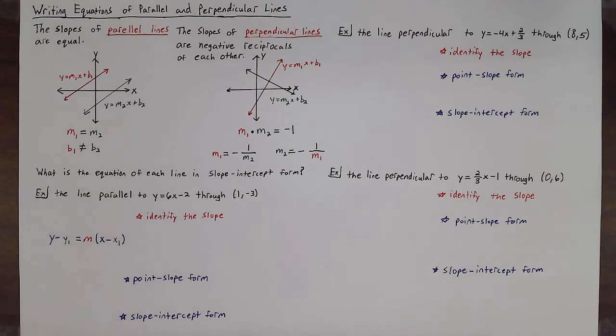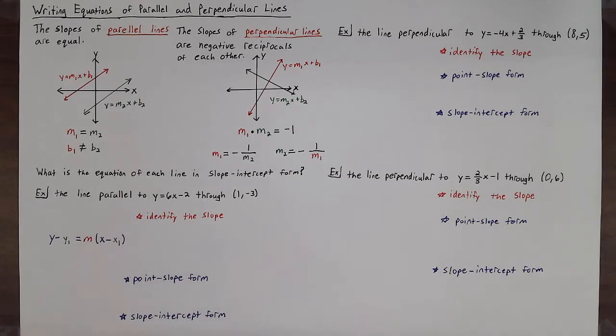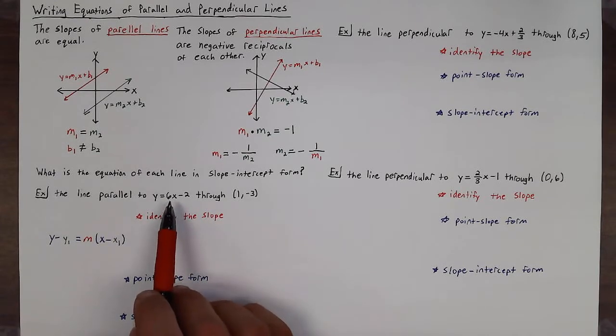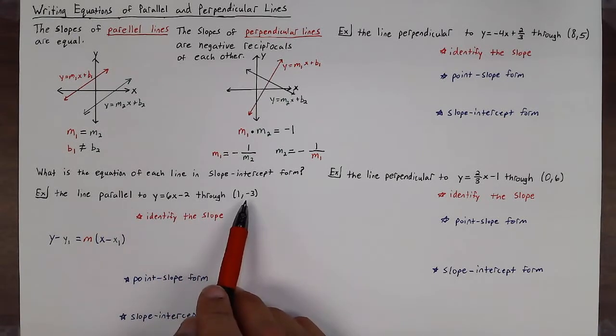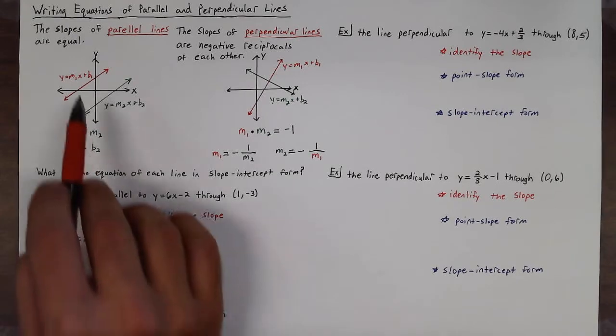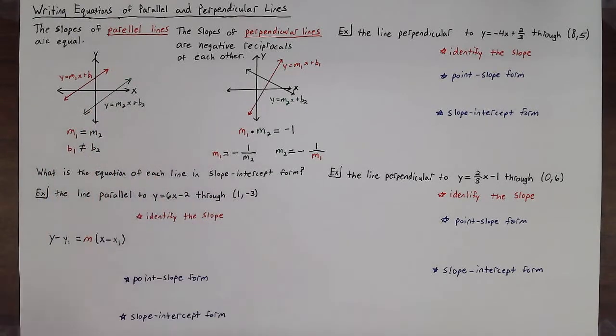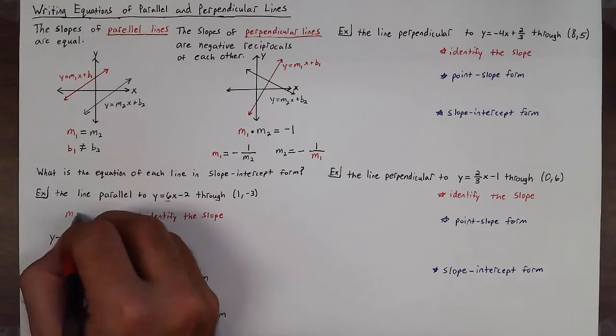So I'll start out with this first example. What is the equation of each line in slope-intercept form? The line that is parallel to y equals 6x minus 2 through the point (1, -3). If I were to plug 1 into this equation, I would get 6 times 1, which is 6, minus 2, which is 4, and 4 is much different than -3, which means that this line does not go through that point. We're just using this red line as a reference, and we're looking for the green line. First I need to identify the slope. If it's parallel, the slope is the same, so m will just equal 6.